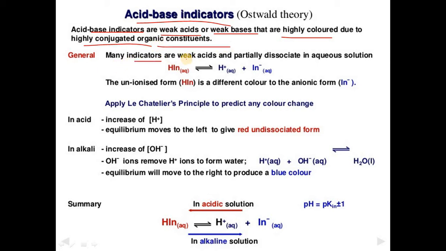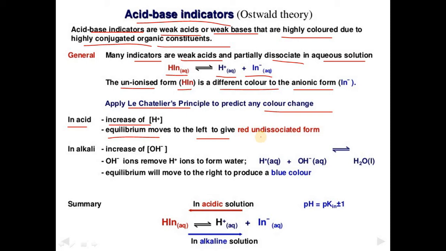Generally, many indicators are weak acids and partially dissociate in aqueous solution, that is HIn in aqueous solution dissociates as H plus aqueous and In minus aqueous. The unionized form HIn is a different color to the anionic form In minus. By applying Le Chatelier's principle to predict any color change, in acidic medium an increase in the concentration of H plus ions takes place. Due to this, the equilibrium moves to the left to give the undissociated form HIn.